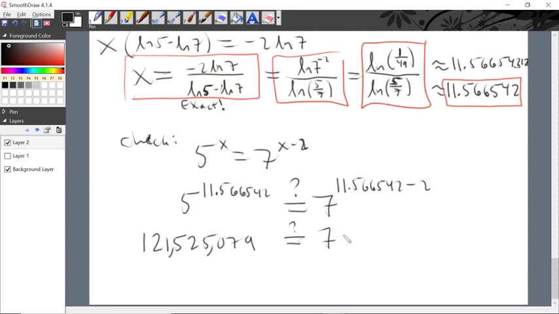Well, the right-hand side is 7 to the power of 9.566542. Okay, so I'll try that in the calculator. 7 to the power of 9.566542. All right, and the value I get on the right is 121,525,073.9. Okay, so 121,525,000, and then I got 73.9.